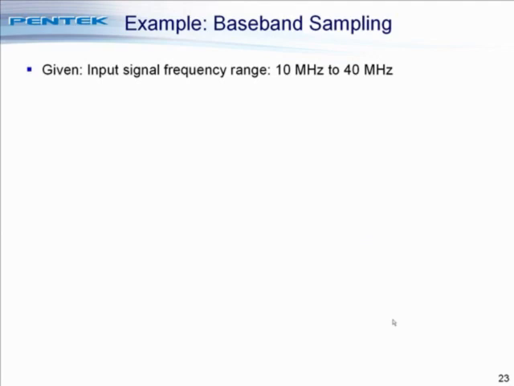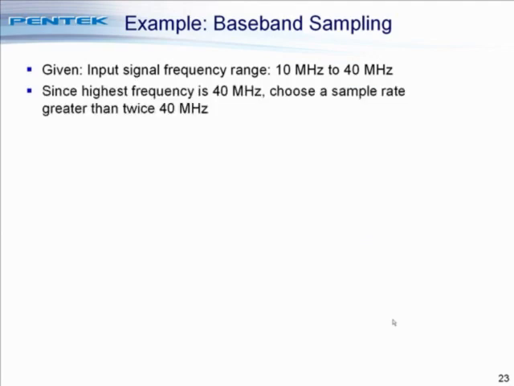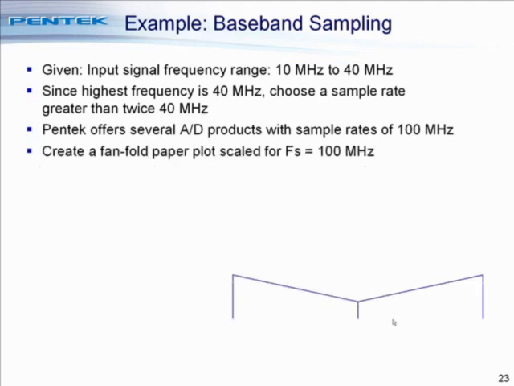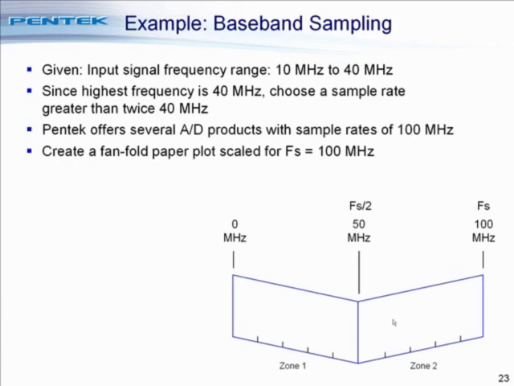Let's take an example of baseband sampling. Suppose our customer has a signal in the frequency range of 10 to 40 megahertz. Since the highest frequency is 40 megahertz, let's choose a sample rate that's at least greater than twice 40 megahertz. Pentek offers several A to D converter products with sample rates of 100 megahertz. So let's create a fan-fold paper plot scaled for Fs equals 100. You can see the paper there with the half sample rate at 50 megahertz as the fold in the middle.